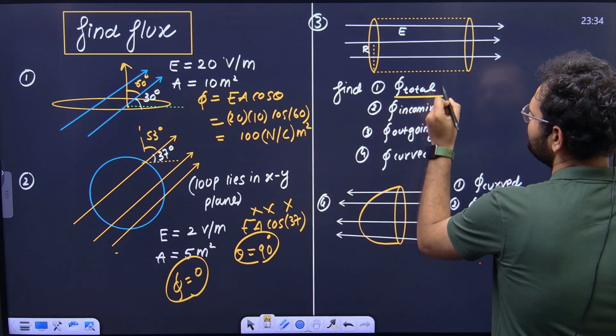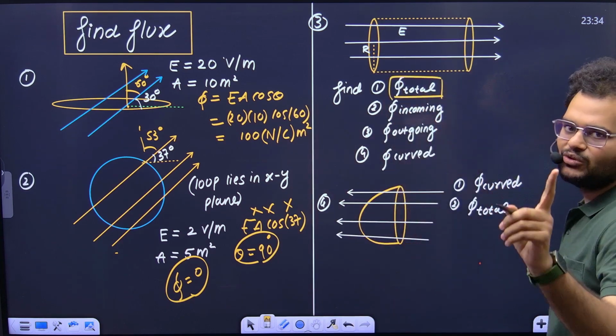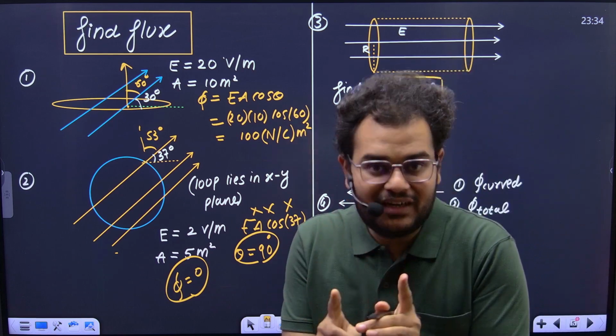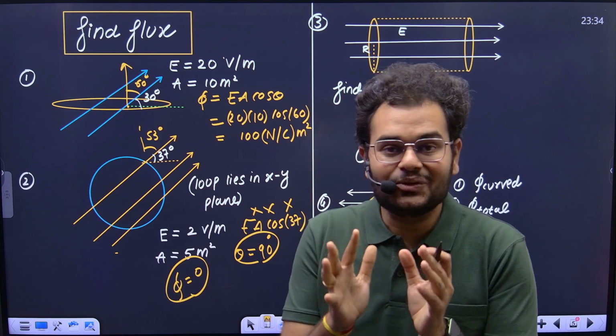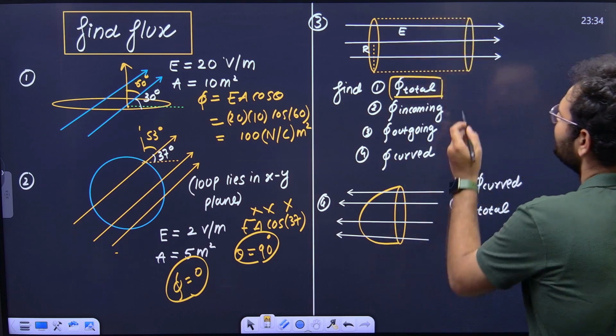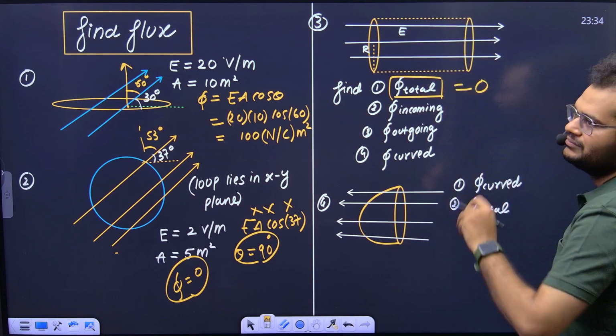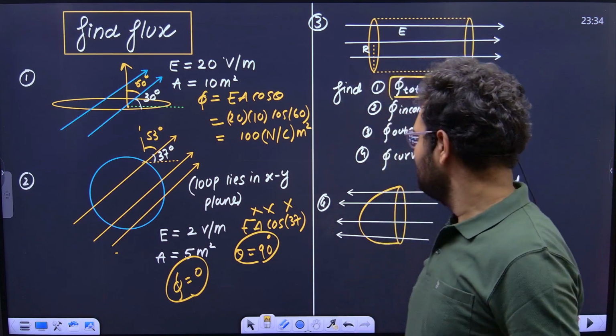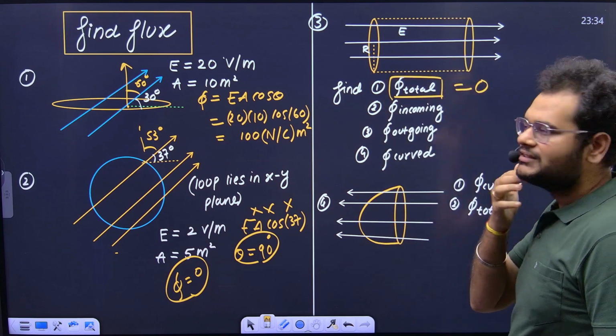Total flux, which property should you use? What I told, in a uniform electric field for a closed surface, what is the total flux? 0. Yes or no? This is a closed surface. Yes sir, cylinder is a closed surface, so total flux is what? 0. Are you getting it?